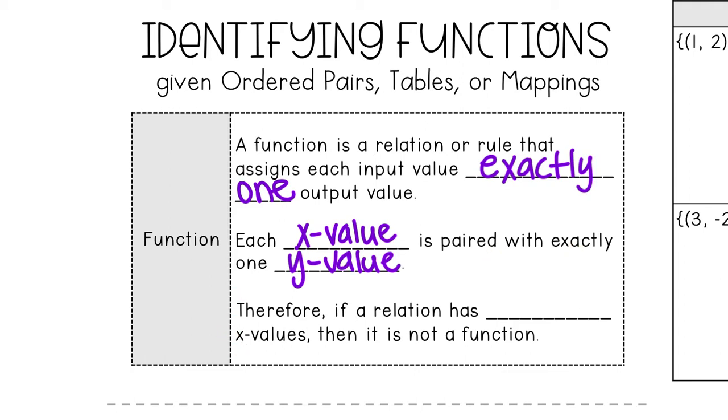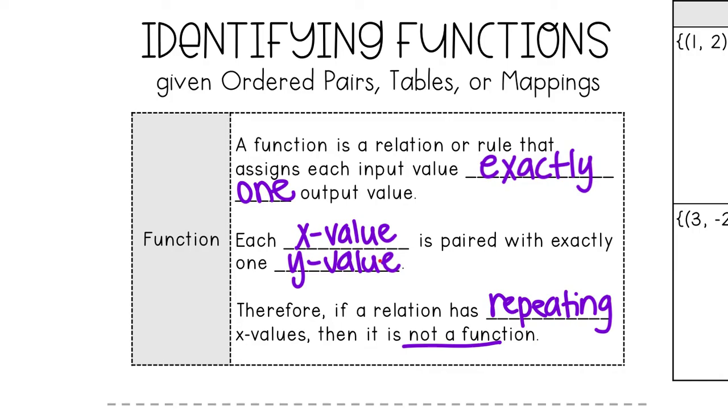Each x value is paired with exactly one y value. This is a little shortcut though, so therefore if a relation has repeating x values, then it is not a function. So if the x's are repeating, it is probably not a function. There's a few exceptions to this rule, but this is generally the case. So let's open up the notes, and we're going to look at examples of ordered pairs, tables, and mappings.